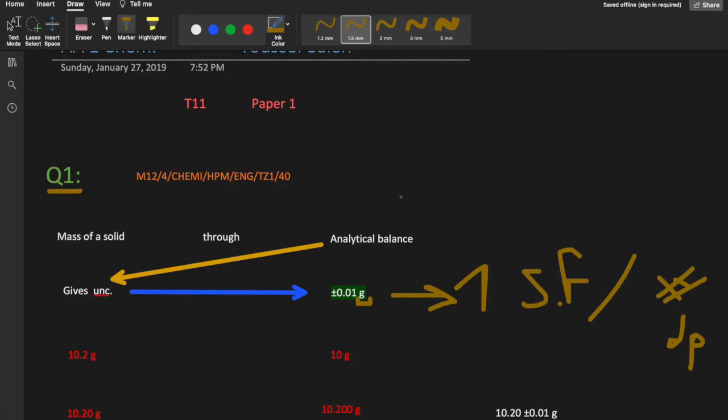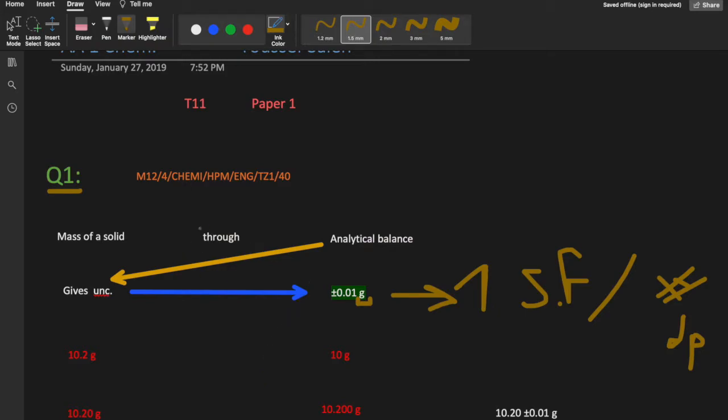So the question says that a student measures the mass of a solid through an analytical balance. He gets the uncertainty of plus or minus 0.01 grams. First of all, we need to keep in mind that the units for the answer would be in grams, like the uncertainty. And we need to think about what the question is asking us for. So it's asking us for the correctly rounded measurement from these 4 options.